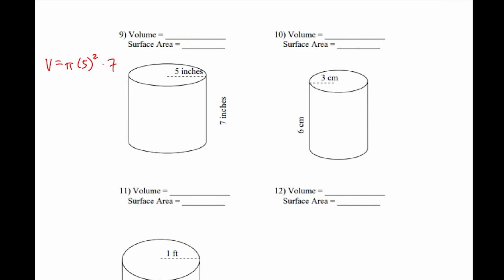So pi times 5 squared times 7 is roughly 459.78. So the volume is that many cubic inches.